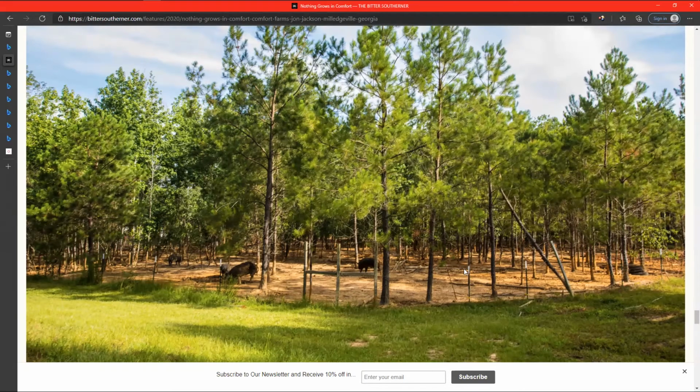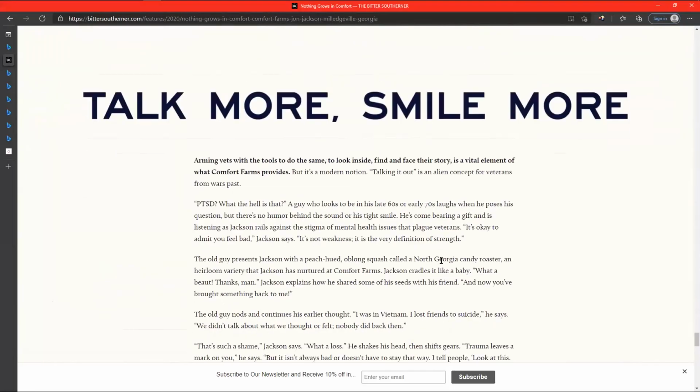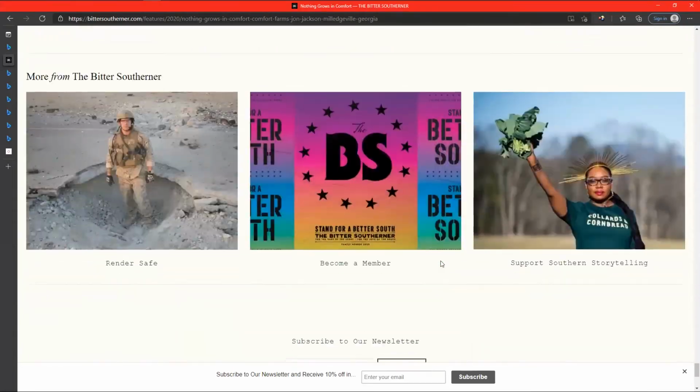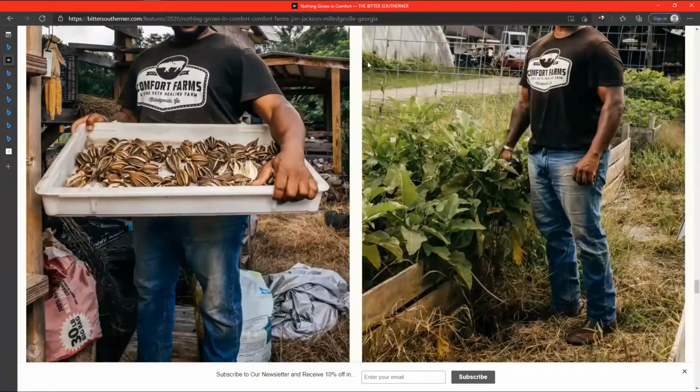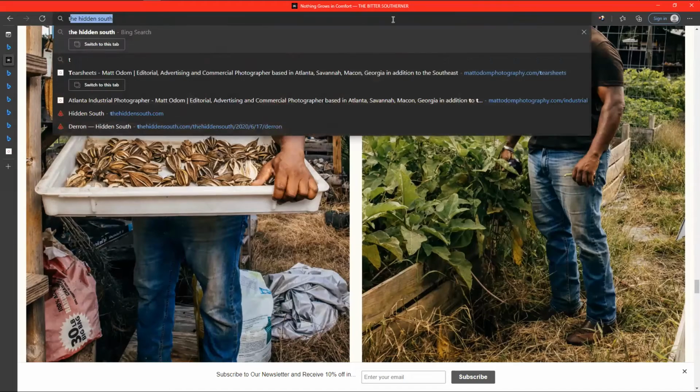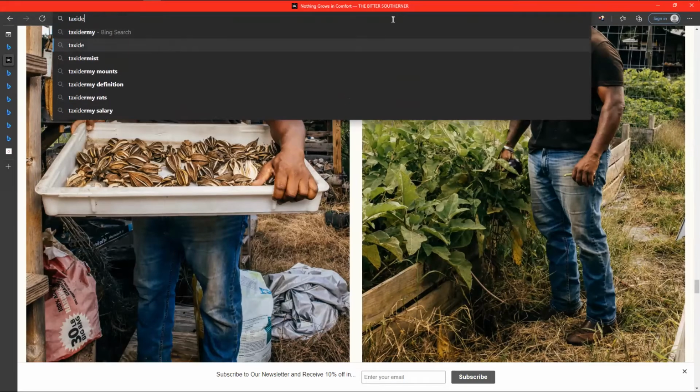All right. And so as we see here, here's a big pullback shot of him, of the farm with the hogs. And that's that. So, all right, we're going to go back and see if I can find this story.